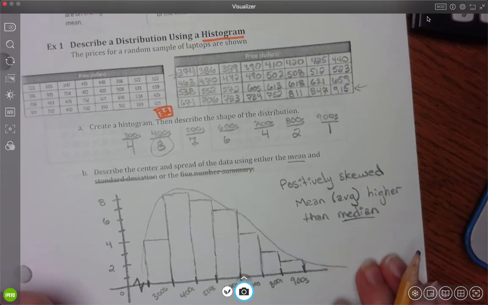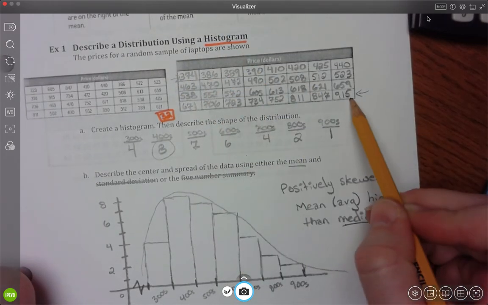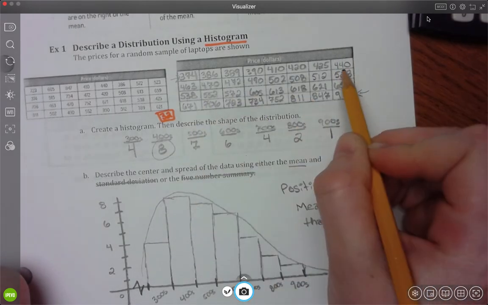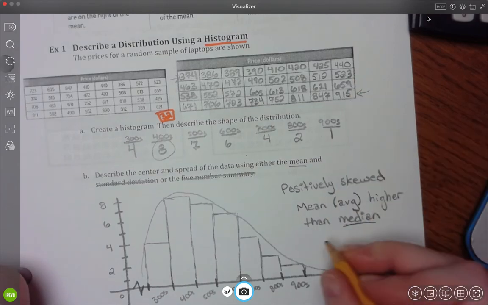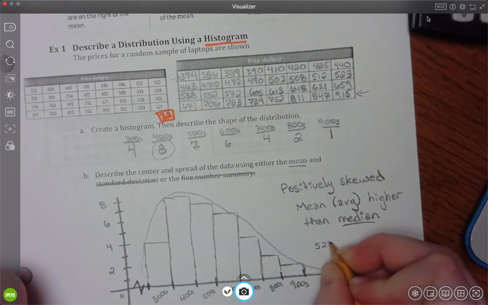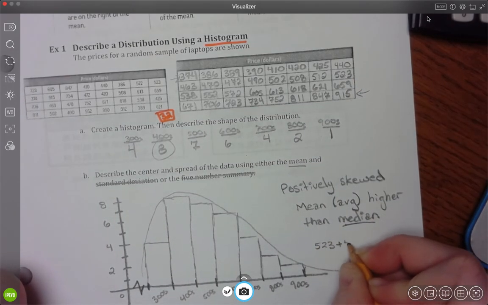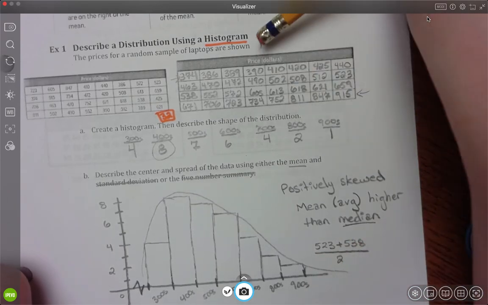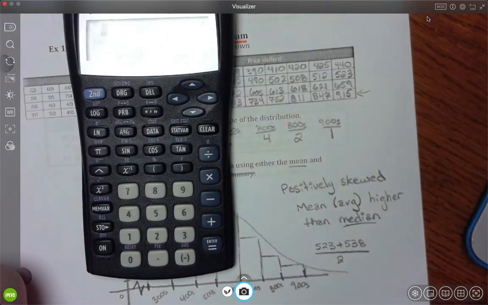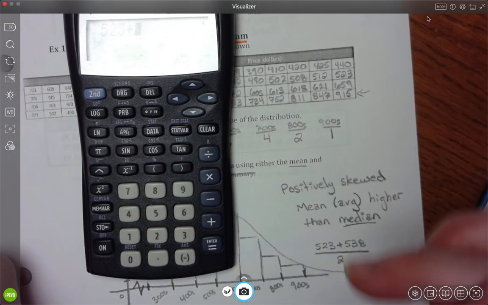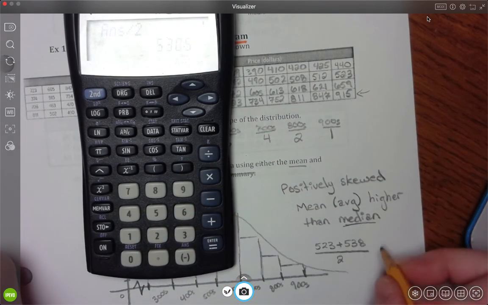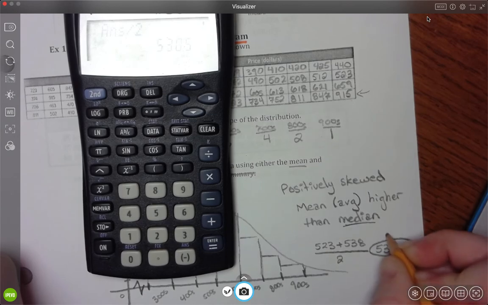Just to verify this, the median number is the middle number. If I have 32 numbers here, the middle number will be between the 16th and 17th number. My 16th number is 523, my 17th number is 538, and if I add those together and divide by 2, that will give me my median. 523 plus 538 divided by 2. My median number is 530.5. This is the median.